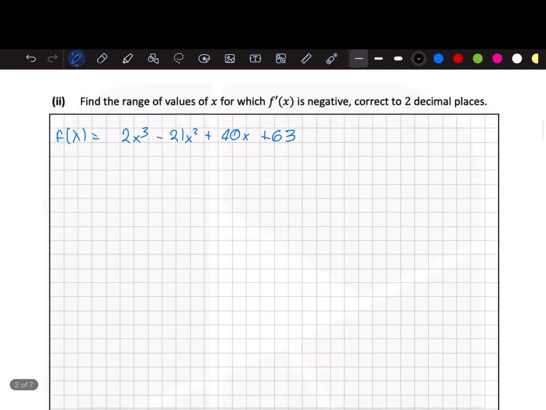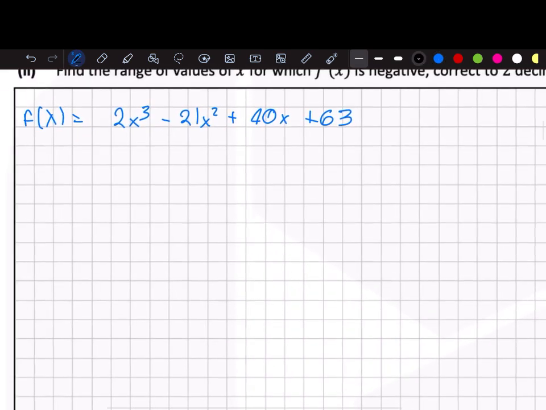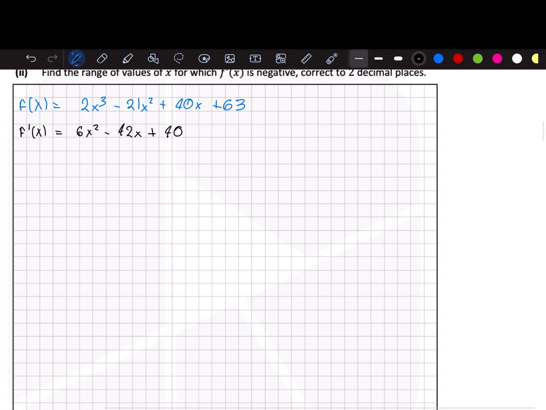So first of all, we need to differentiate this. I'm not worried about you differentiating normally, so I'm not going to really go into too much, but you just get 6x squared minus 42x plus 40. Now, this is a positive quadratic, and as I showed you the other night, it looks something like this.